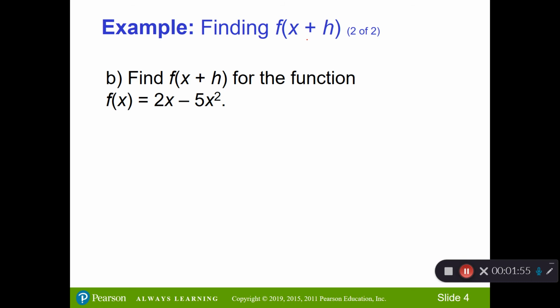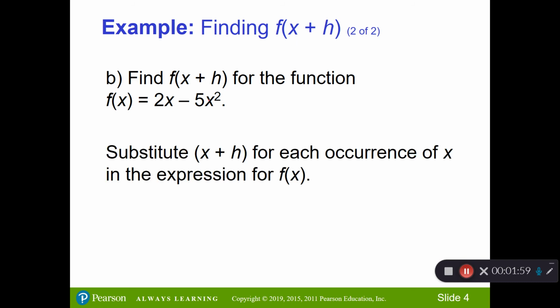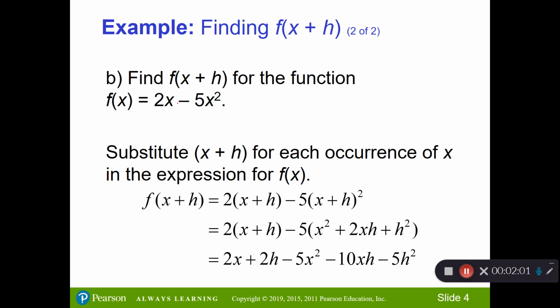I want to find f of x plus h for this function. So again, everywhere in the expression that I have an x, this x is this x right here, the x plus h. This x is this x right here, the x plus h. So distribute the 2x, and we get 2x plus 2h. This is x plus h times x plus h, and we FOIL again to get this. Distribute the negative 5: x squared minus 10xh minus 5h squared.